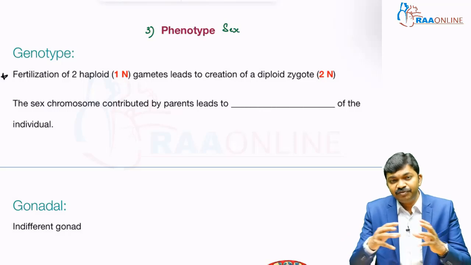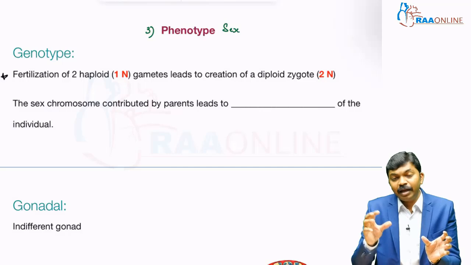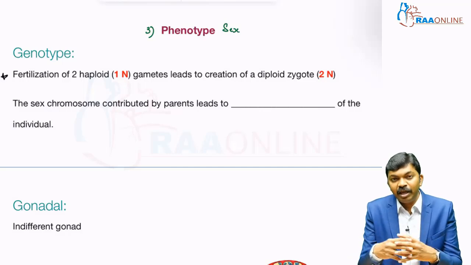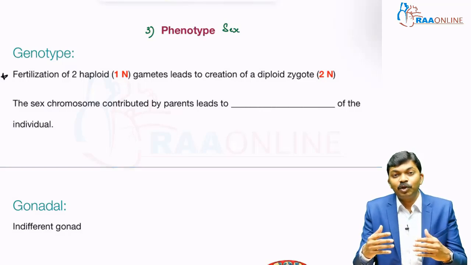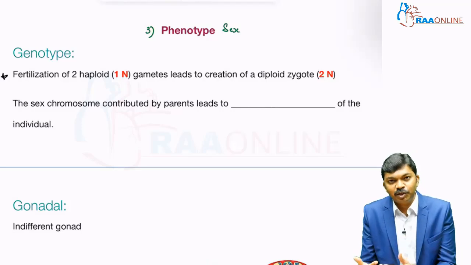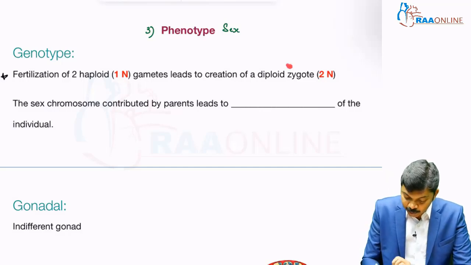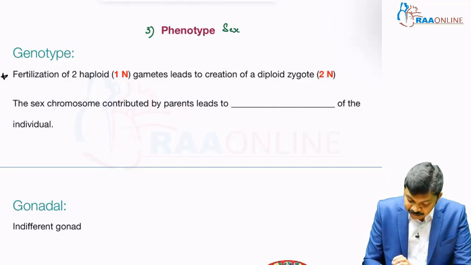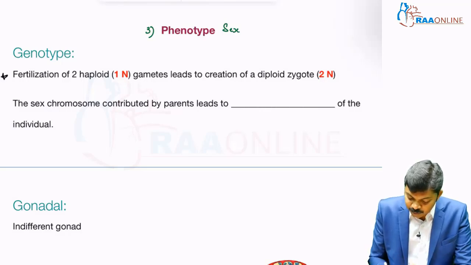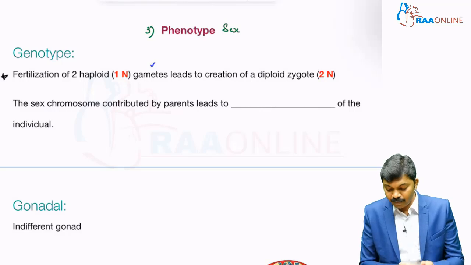When 2 such gametes fuse, so this one haploid gamete and another haploid gamete, when they fuse, now there are going to be 23 pairs. Now there are going to be 46 chromosomes, and hence that is called a diploid zygote. So all this differentiation begins from fertilization, and fertilization is the fusion of 2 haploid gametes into one diploid zygote, guys.